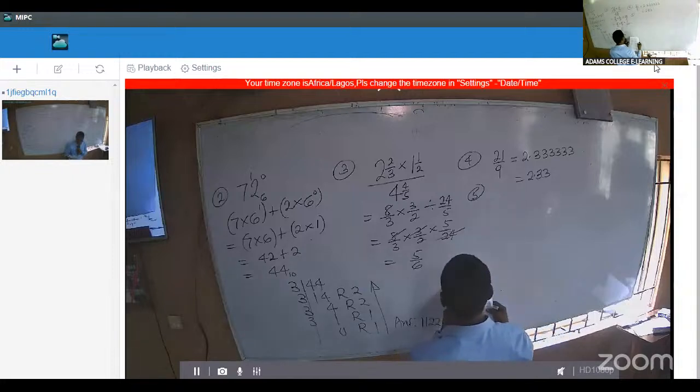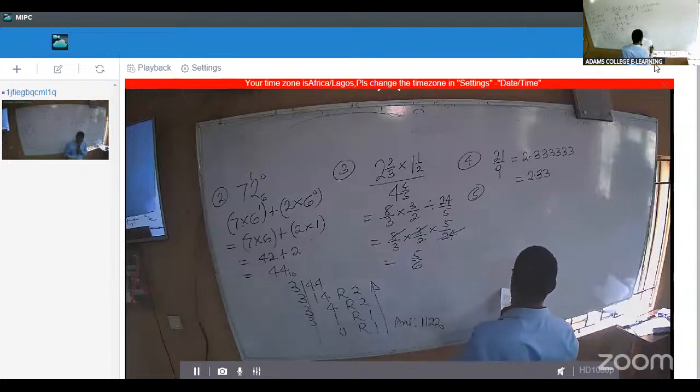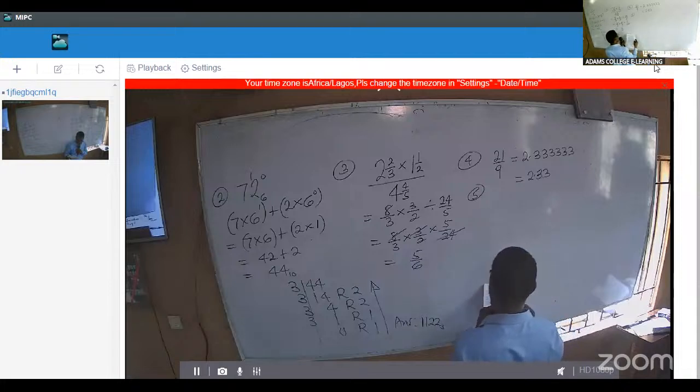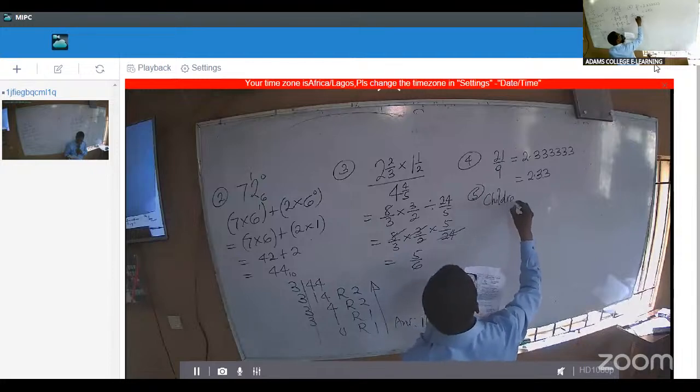Number 5. A man earns 35 per month. Ah, that's abject poverty. 35. Out of which he spent 15% on his children's education. If he spends an additional 1,950 on food, how much does he have left? Tell your neighbor, I will never be poor.